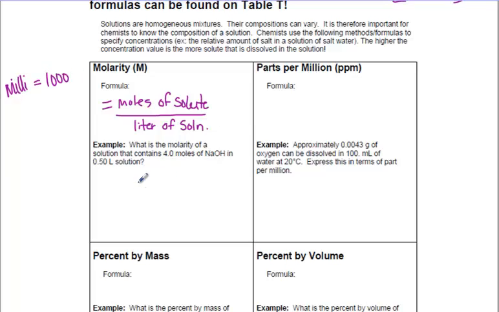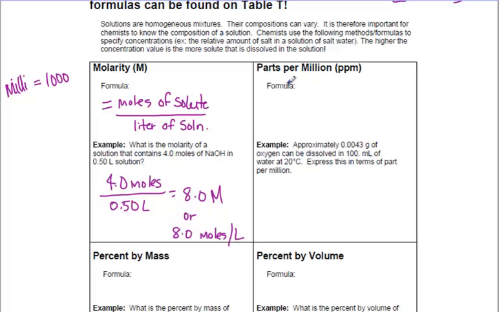Okay, so for example, let's use this. What is the molarity of a solution that contains 4 moles of sodium hydroxide in a 0.50 liter solution? So they tell us the liters of the solution and they give us the moles of the solute. So we just set it up. 4.0 moles divided by 0.50 liters. Plug that into our calculators and we get 8.0. And we can say molar, okay, molarity, or the same thing as 8.0 moles per liter. Same thing, moles per liter.